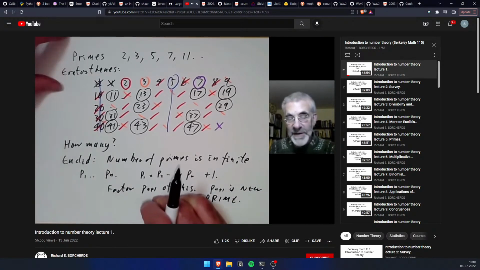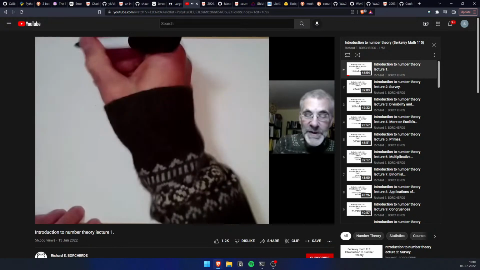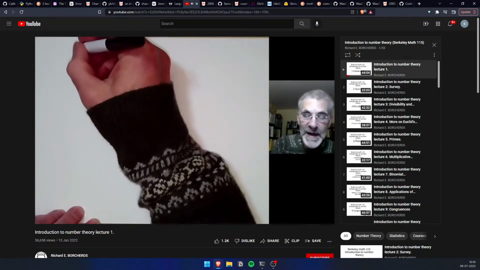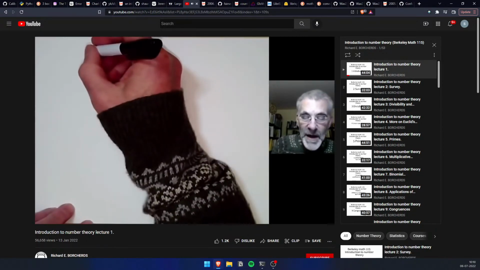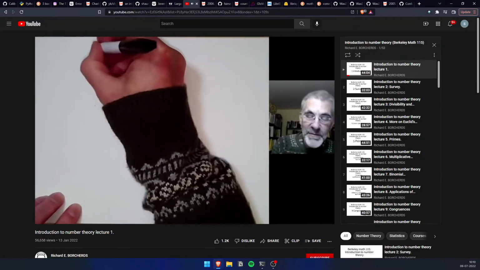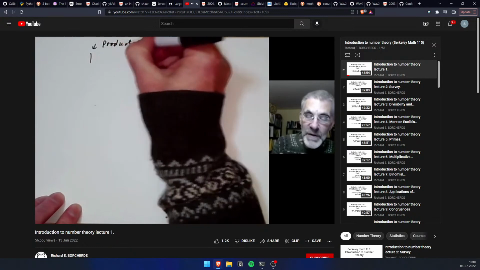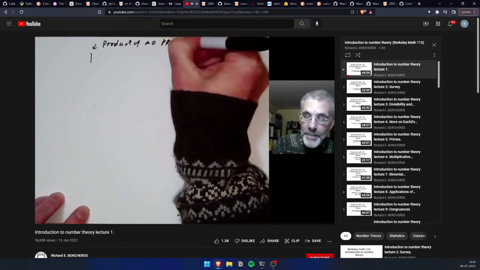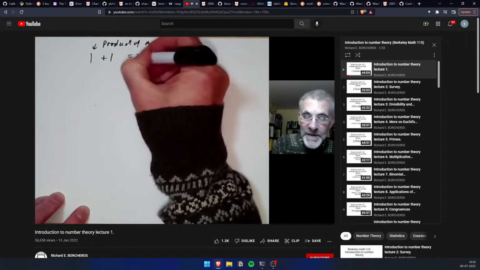So let's just see how this works. We start off with all the primes we can think of, which is absolutely no primes at all, because we haven't yet started. So we take the product of all the primes we thought of, which is actually 1, because this is the product of no primes, and then we add 1 to this, and we get our first prime, which is 2.